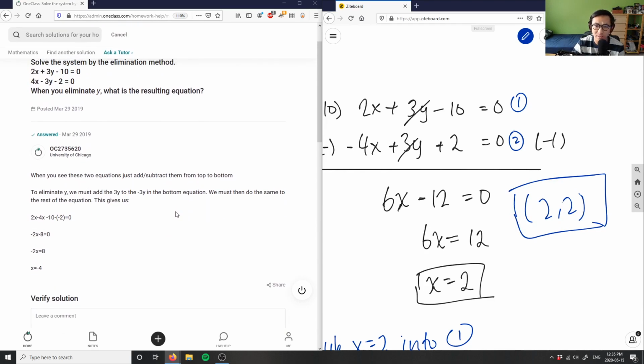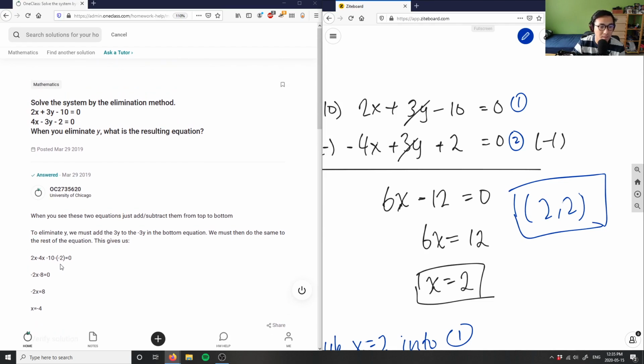So let me see what they did here. Just to eliminate, we must add 3y to the minus 3y in the bottom equation. Then we must do the same to the rest of the equation. This gives us negative 2x, minus 4x, minus 10, minus minus 2. So it says when you see two equations, just add or subtract them from the top to the bottom here.